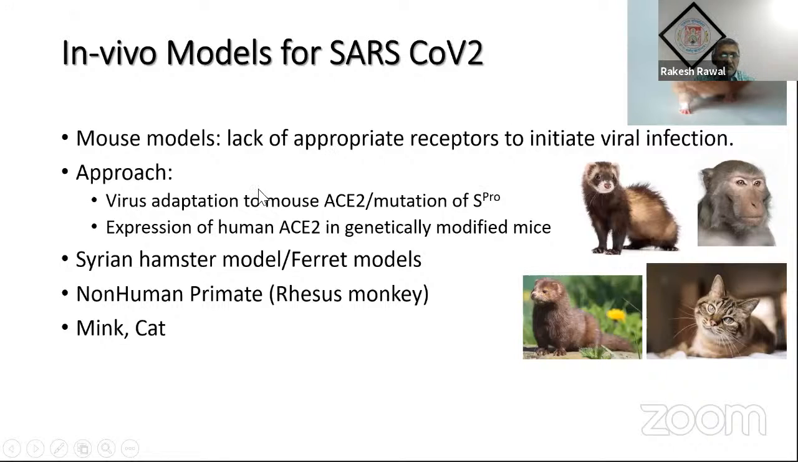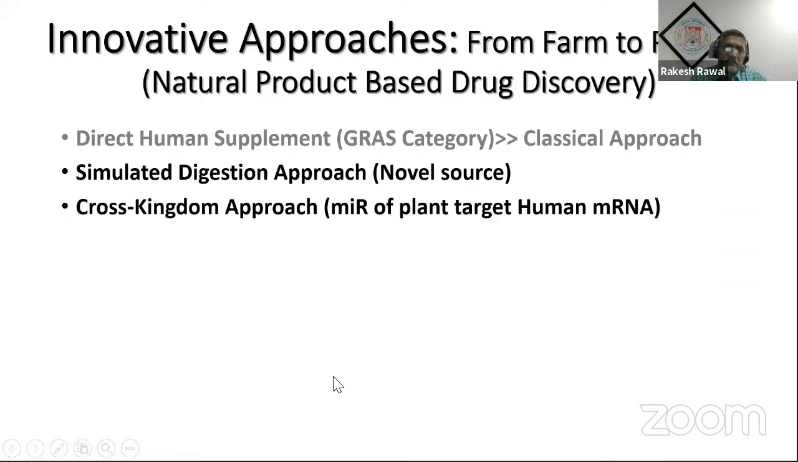So what they did, they tried to mutate the spike protein so that it can bind to this ACE2 receptor, or they adapted this ACE2 receptor for the spike protein, or this ACE2 was genetically modified, and the humanized ACE2 is being incorporated into the genome, and those genetically modified mouse were used as a mouse model. Even people used Syrian hamster, ferret, monkeys, mink, cat as the in vivo models.